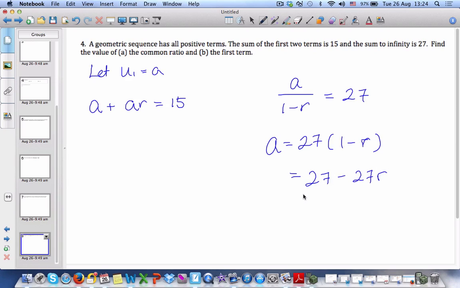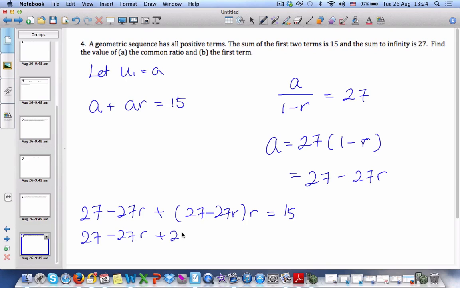So what I'm going to do is I'm going to solve this for A and then plug it in here. So here I have 27 minus 27R plus 27 minus 27R times R is 15. And when I simplify, R here, and 27R squared is equal to 15.